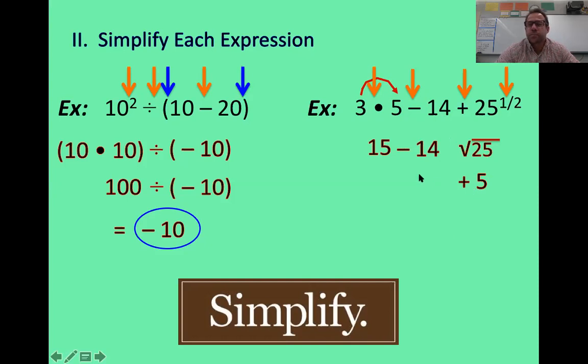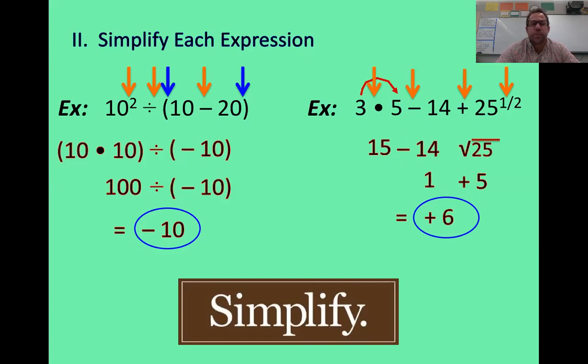Now these are kind of like equal. They're both freshmen: a subtraction and an addition. So who got in line first? If I'm reading like I read a book, 15 minus 14 plus 5, I'm going to do this first. This operation came up first. So 15 minus 14 becomes 1, and then 1 plus 5 is 6. So the answer to the second example is 6.